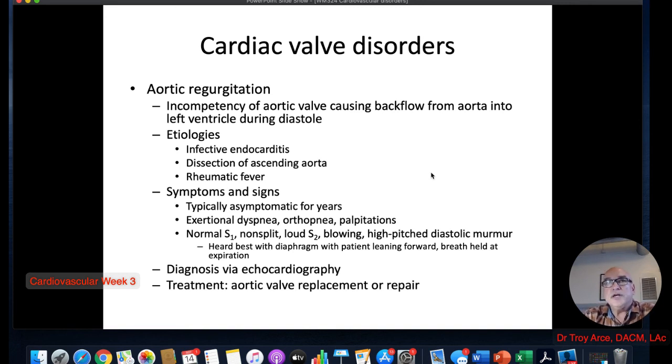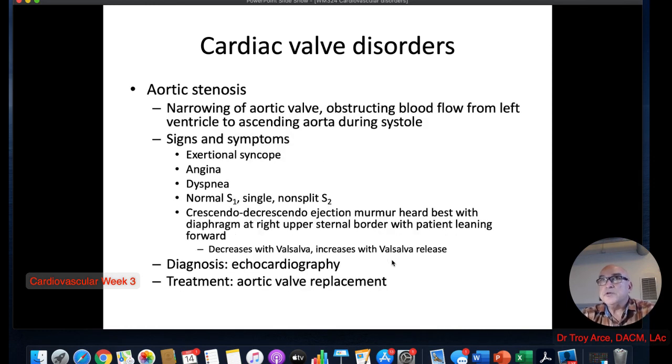So these are one of the tests that they could use, similar to what we do when we do musculoskeletal testing. These cardiologists and these physicians, they'll be using these, lean forward, breath held at expiration. They'll be given these directions to the patient. It's diagnosed via the echo, and we treat it with aortic valve replacement or repair.